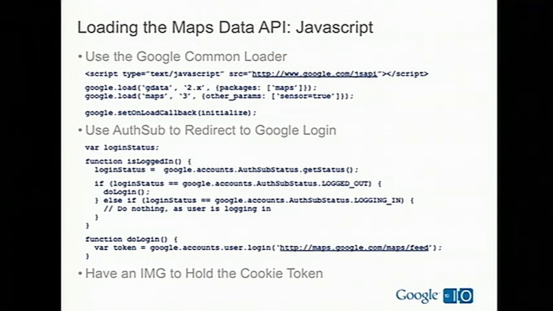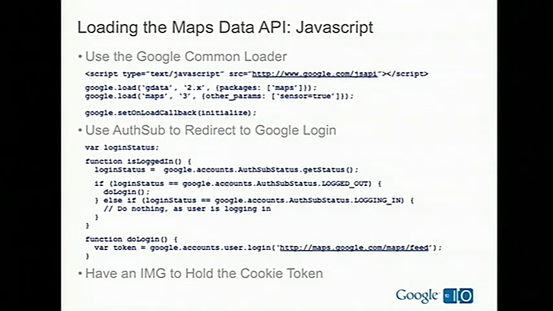So I'm going to load the gdata package maps, which is the Maps Data API. And I'm also going to load Maps API v3. You see this google.setOnLoadCallback. What that basically means is that when both of those packages are ready, call that initialize function.